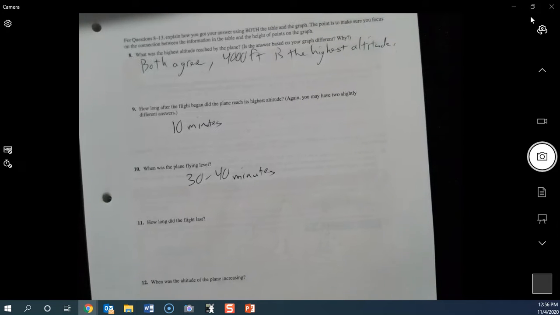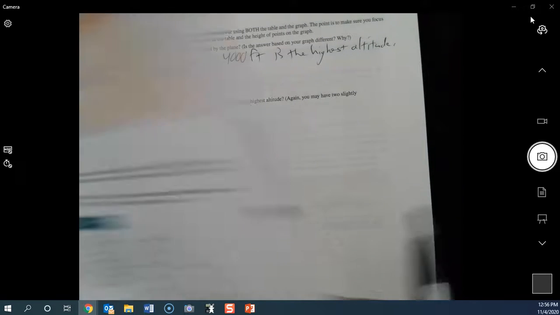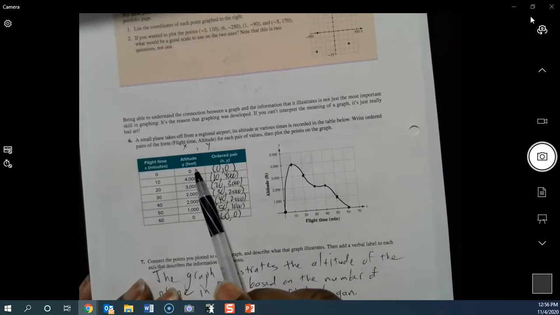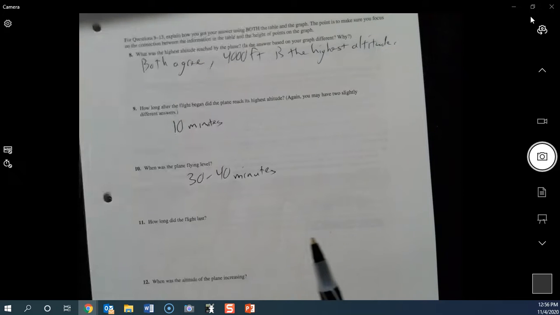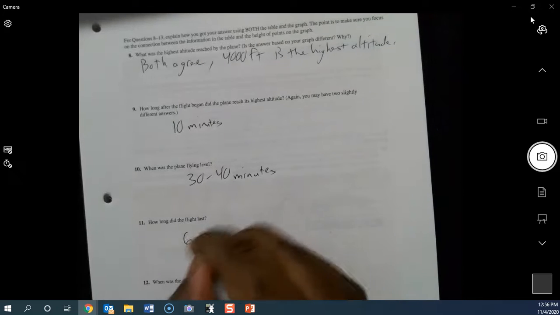How long did the flight last? If you look here, we started at 0 for the altitude, we ended at 0 for the altitude, and that was 60 minutes. And here, we started here at the lowest point to the lowest point here. So it's just 60 minutes.